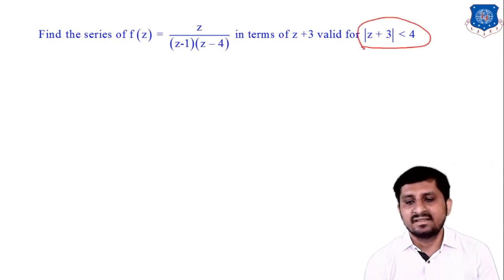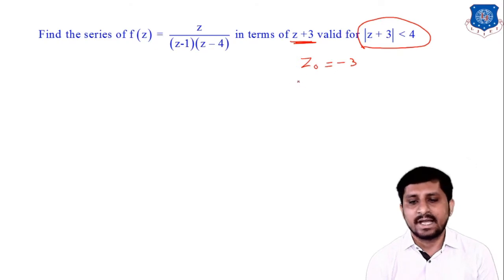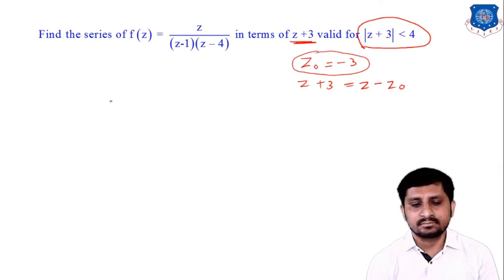Now, why is this region given? Try to understand very carefully. I want to express the Laurent series in terms of z + 3. That means what is my center? The center is -3, that is z0 = -3, because we compare z + 3 with z - z0. So z0 is equal to -3.